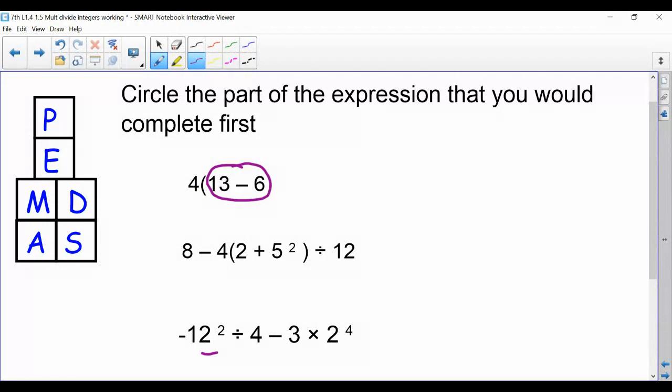Next one says 8 minus 4 times the sum of 2 plus 5 squared divided by 12. Looking at the orders of operations, we have parentheses inside here. But inside that parentheses, we have an exponent, so that part needs to be done first. And the last one, negative 12 squared divided by 4 minus 3 times 2 to the power of 4. There's no parentheses, but we have exponents, and the first exponent that we see is negative 12 squared.